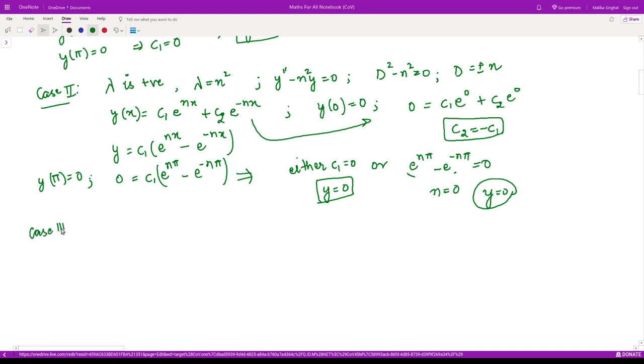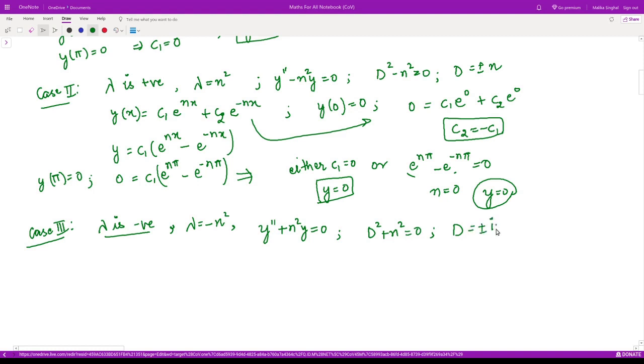So let us see the third case, where lambda is a negative number. If lambda is negative, I can take lambda is equal to minus n square, right? So in that case, my equation would become y double dash plus n square y is equal to 0. So this gives me D square plus n square is equal to 0. So solving this, I have D is equal to plus minus i n. So what is y? y of x would be c1 cos of nx plus c2 sine of nx.